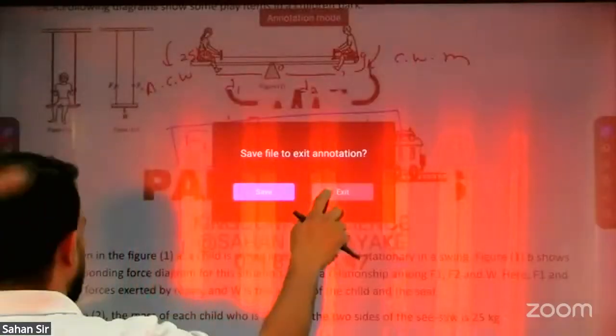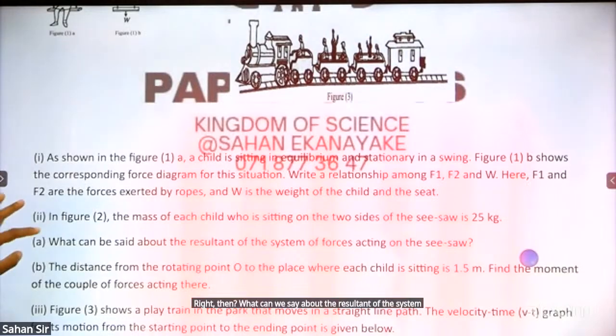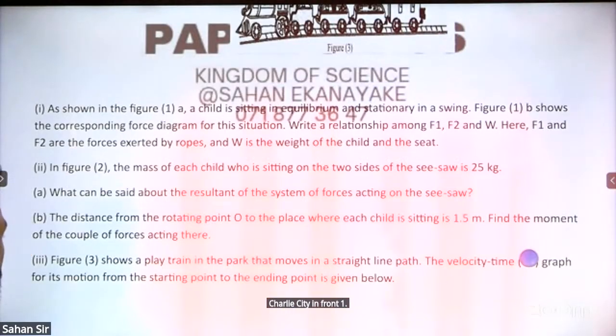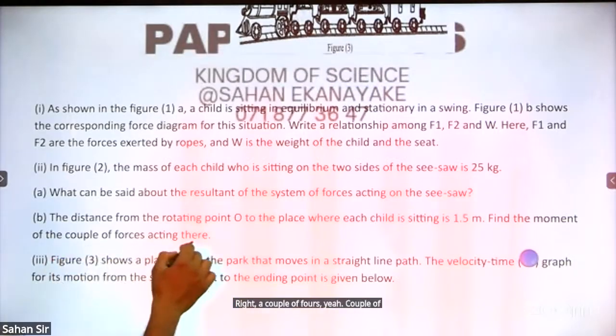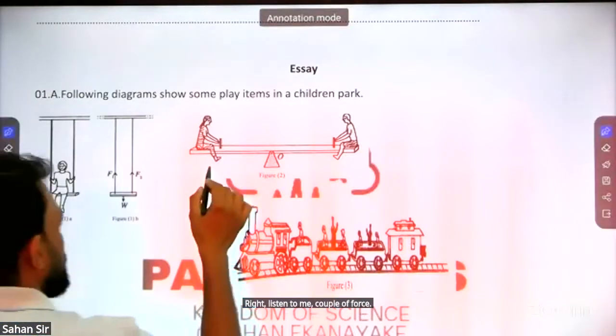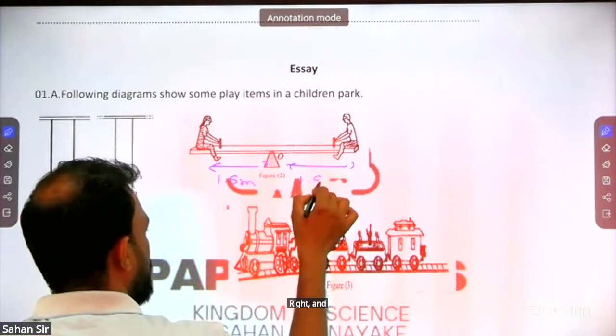Right. Then what can we say about the resultant of the system force acting on the seesaw? The distance from the rotating point O to the place where the child is sitting is 1.5. Find the moment of the couple of force acting here. Couple of force, Sahanya. Listen to me. Put this one 1.5 meters, and here also 1.5 meters.